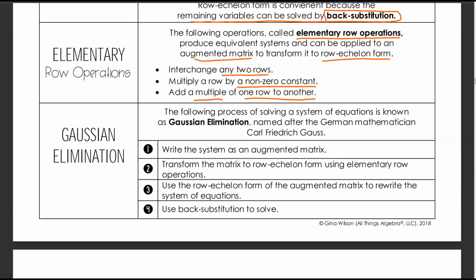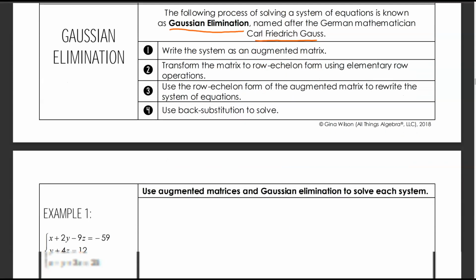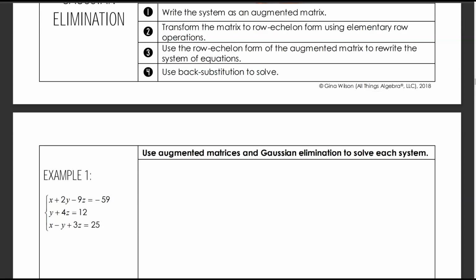The following process of solving a system of equations is known as Gaussian elimination, and it's named after the German mathematician Carl Friedrich Gauss. So we're going to write the system as an augmented matrix. That's the first thing. And actually, let's see if we can work an example as we work through these steps. So step 1 is we're going to write it as an augmented matrix. So let's take this system.